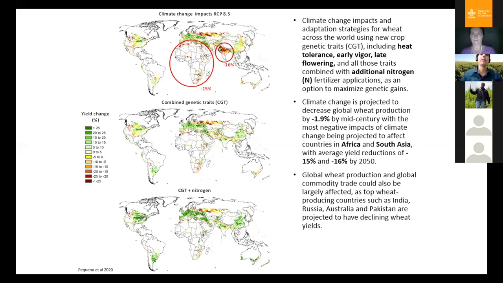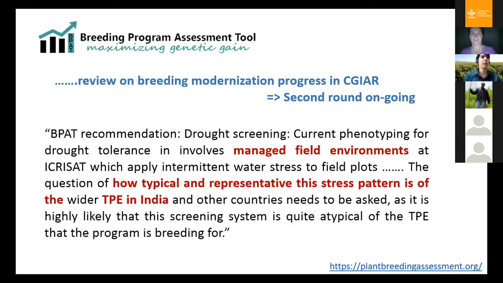So this is an example of how we integrate the crop model with the mega environments concept, and also, in the context of climate change, how the TPE concept can be applied to decide where to include what cultivar and why. With that, I turn it over to Hannah to continue her presentation.